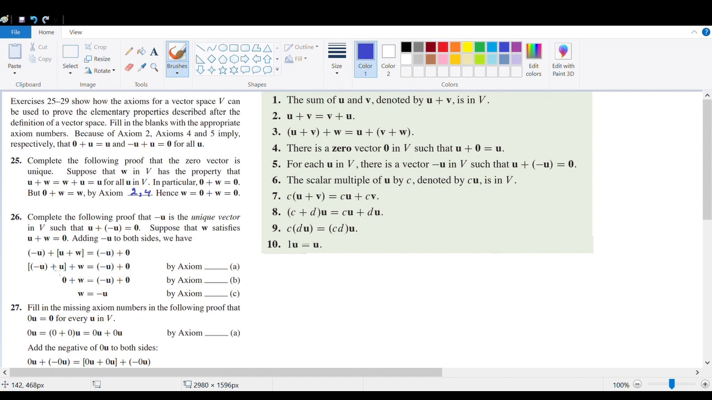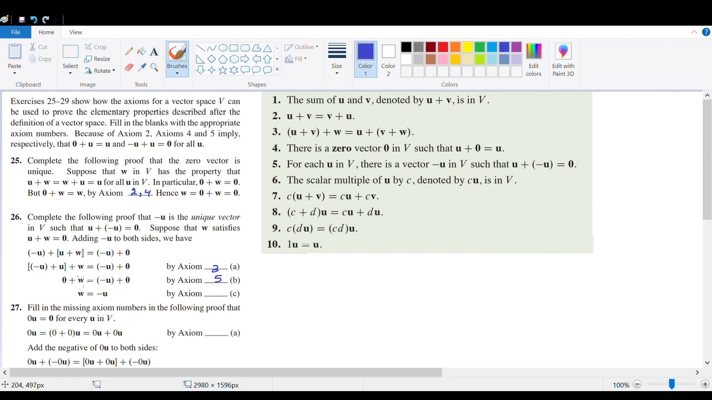So we can use this property by using axiom 3, which is U plus V plus W, it is equal to U plus V plus W. So this one is by axiom 3. Then here we have it is equal to 0 plus W, and this one minus U plus 0. So minus U plus U is equal to 0. That means we use the axiom 5. That is U plus minus U is equal to 0. So this is by axiom 5.